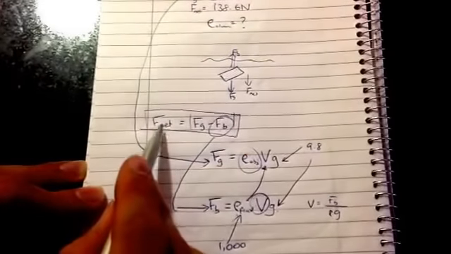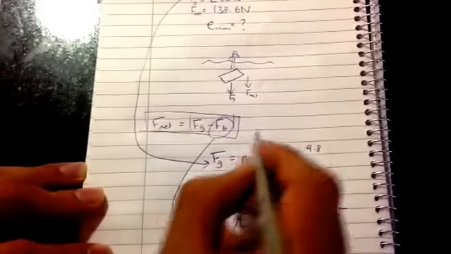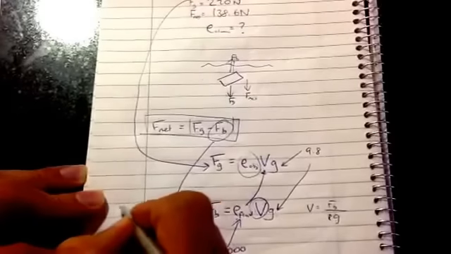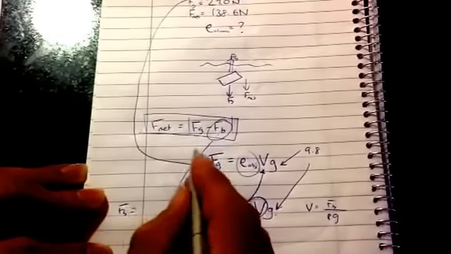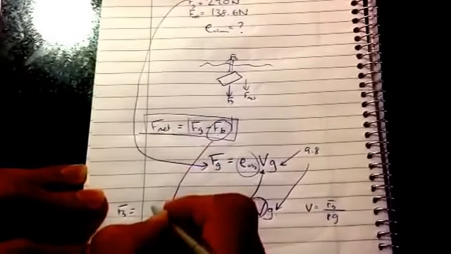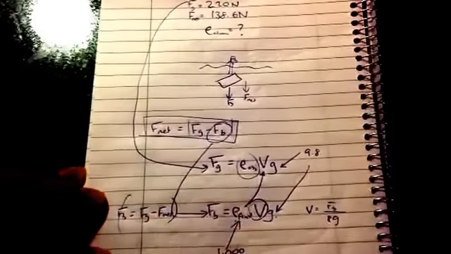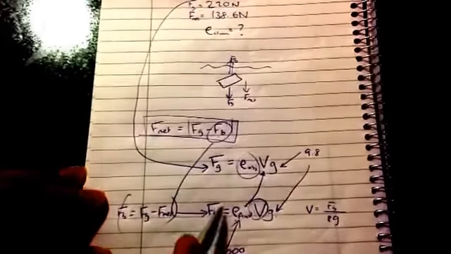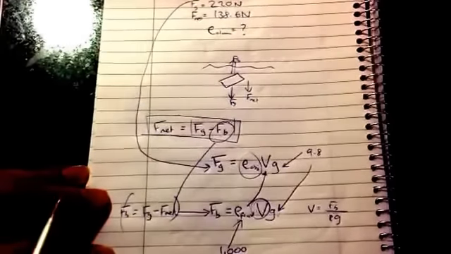Okay? F net equals force of weight minus force of buoyancy. So if we rearrange this, force of buoyancy will equal, when it's rearranged, Fg minus F net. Okay? And you've got all of this, you find V, you put that in here, you find the density of the object.